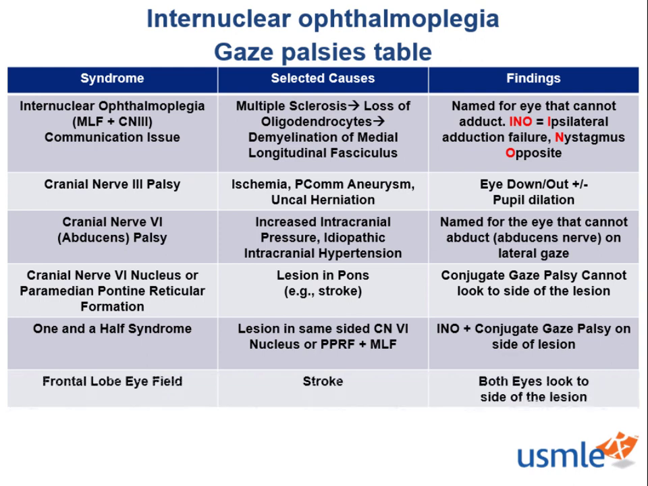Lastly, if a frontal eye field is damaged from a stroke, then both eyes will look to the side of the lesion. So if the left frontal eye field is damaged, the right frontal eye field will operate unopposed, and the eyes will be pushed over to the left, looking at the side of the lesion.